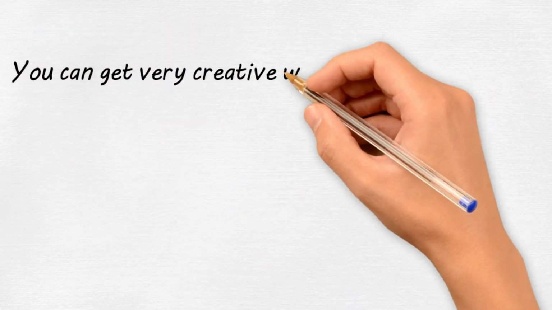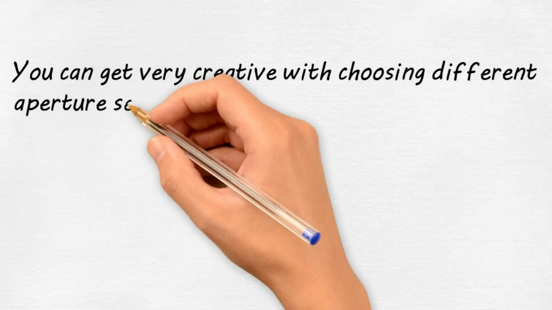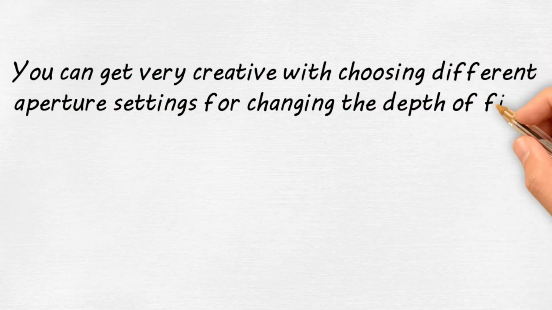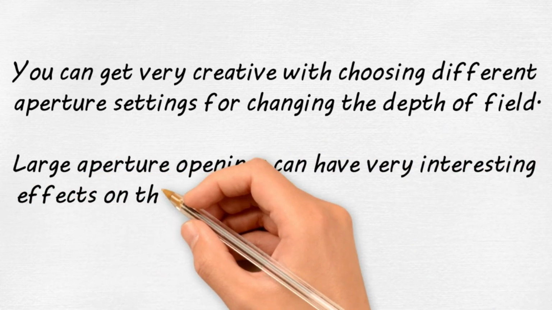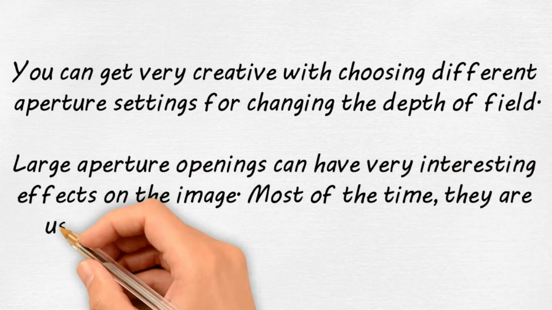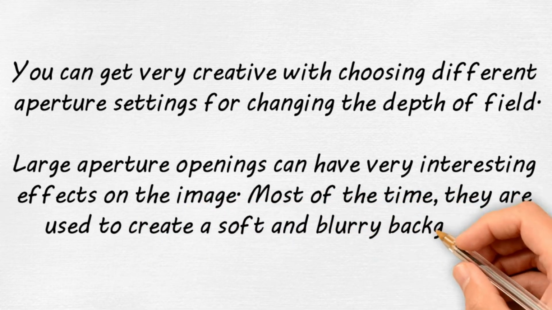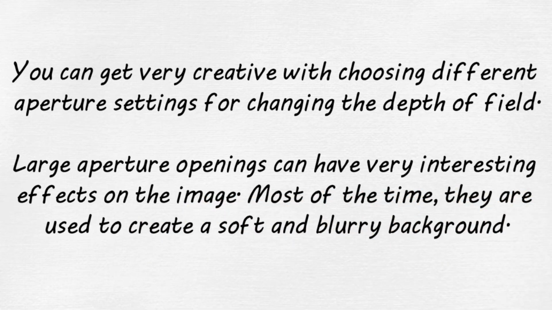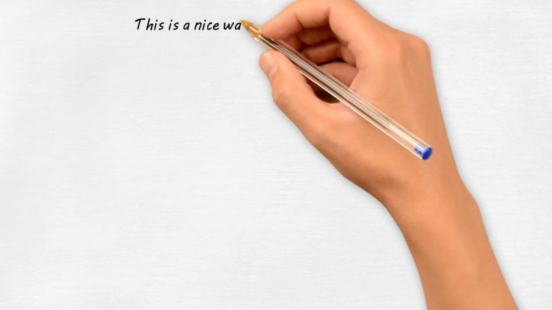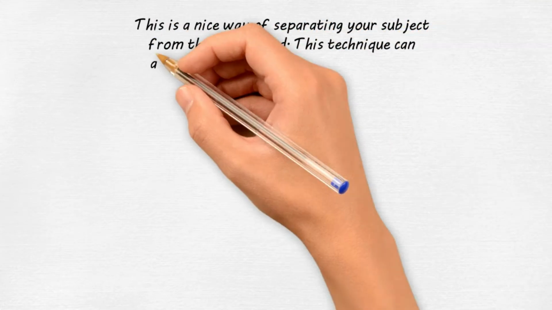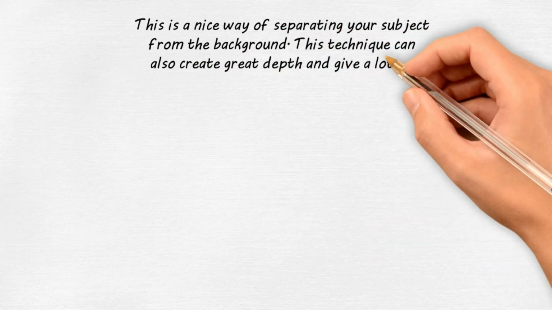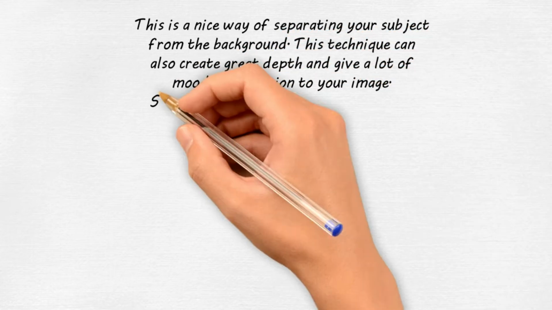You can get very creative with choosing different aperture settings for changing the depth of field. Large aperture openings can have very interesting effects on the image. Most of the time, they are used to create a soft and blurry background. This is a nice way of separating your subject from the background. This technique can also create great depth and give a lot of mood and emotion to your image.